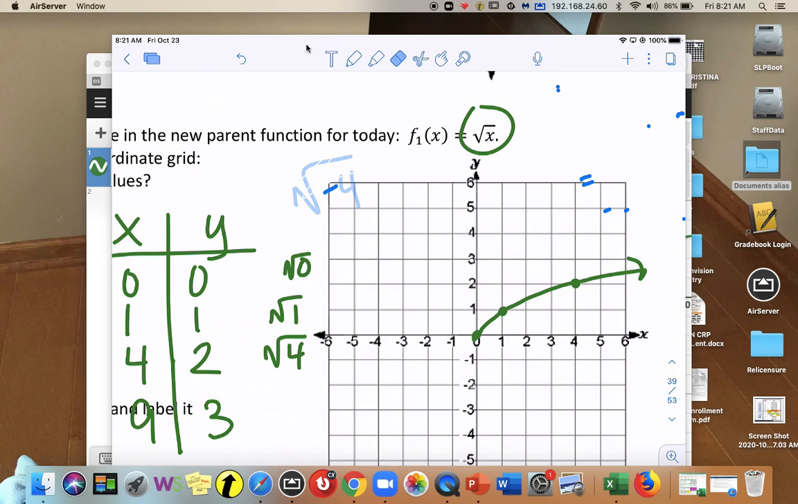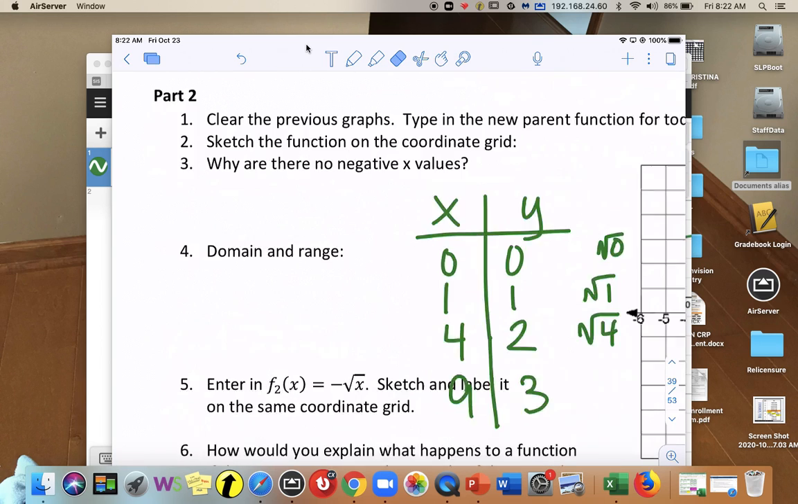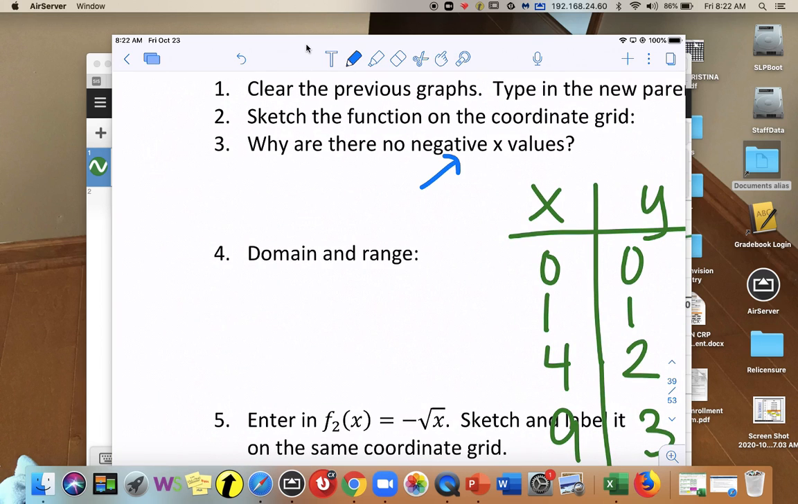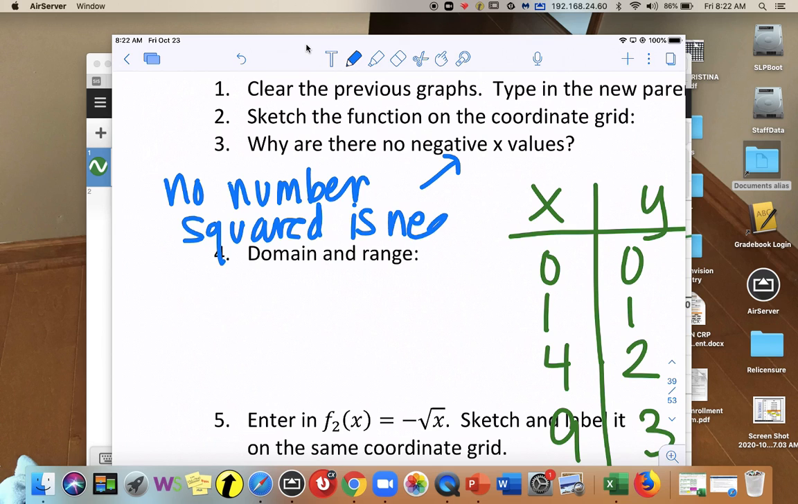So I'll try to write that down here. Okay, so it says, why are there no negative x values? Because no number squared or times itself is negative.